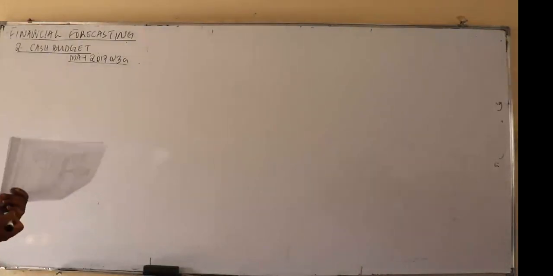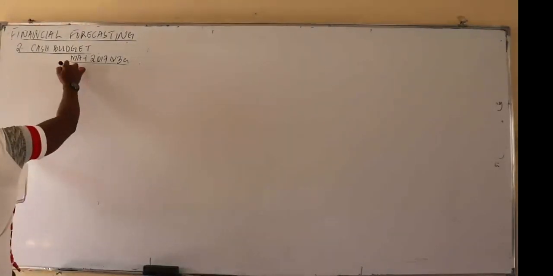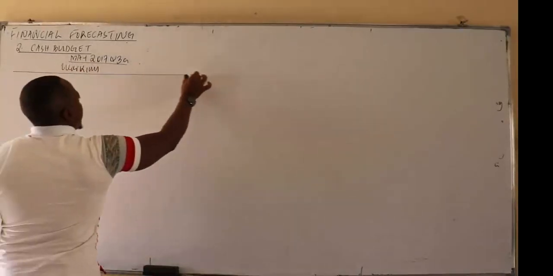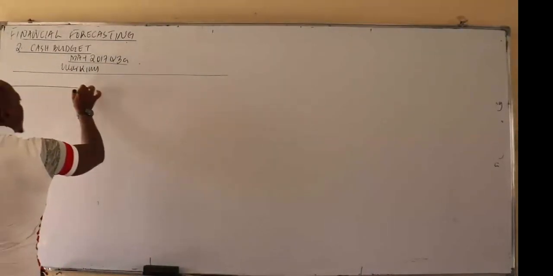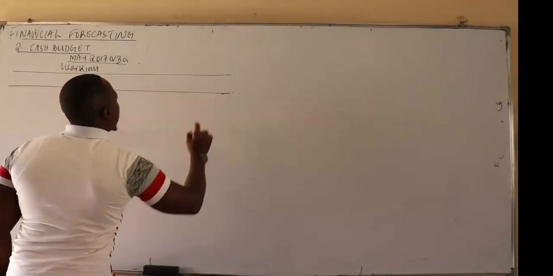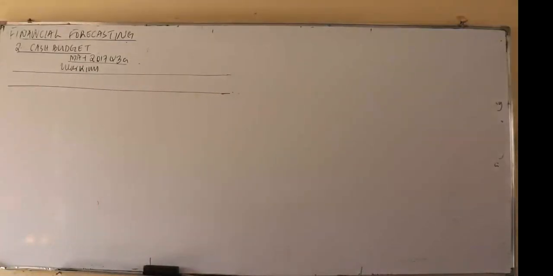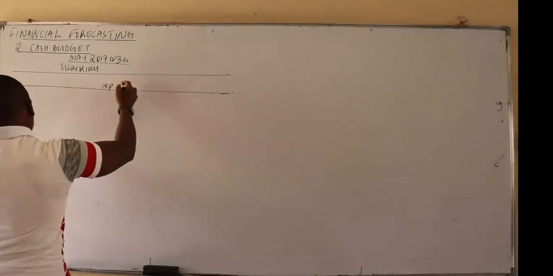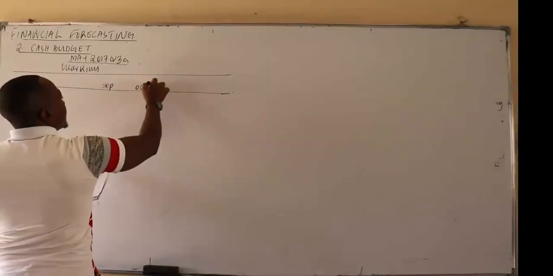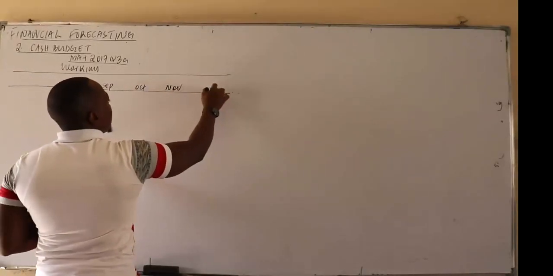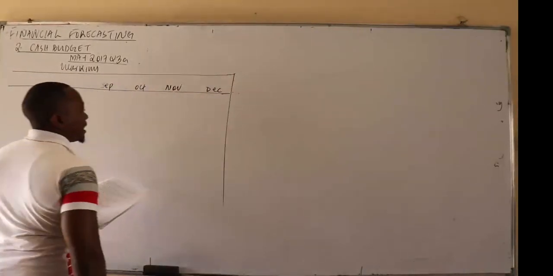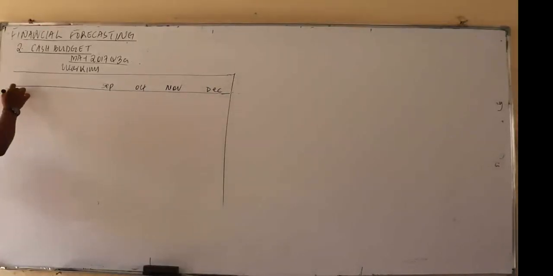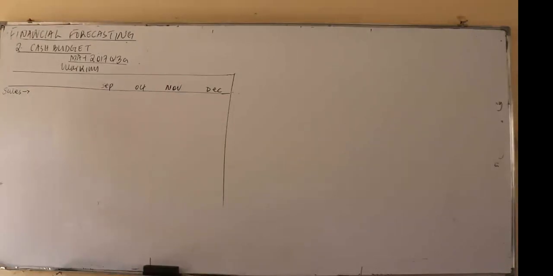A cash budget. So how do we prepare that? So we start with the working. Kindly avoid copying when I'm teaching. So you have the month of September, October, November, and December. We'll start with the sales.